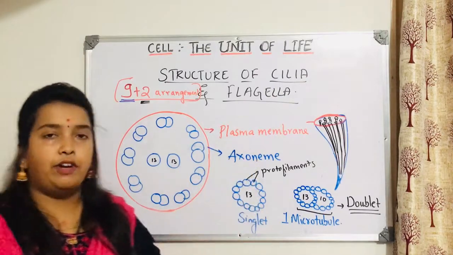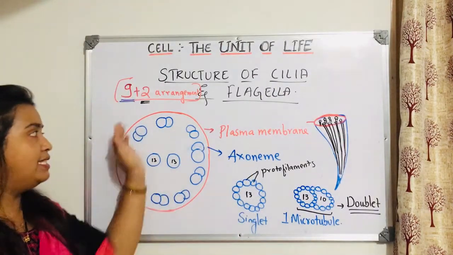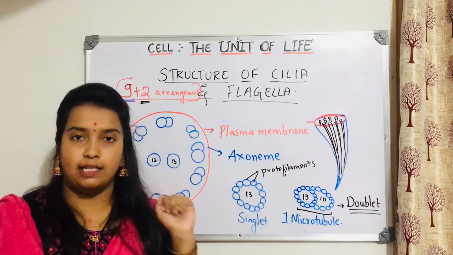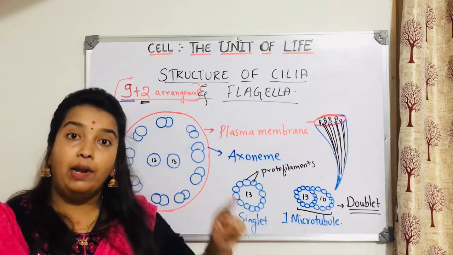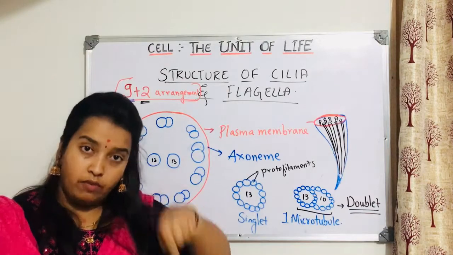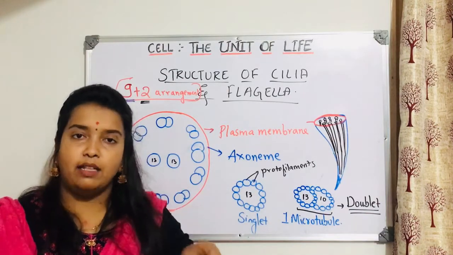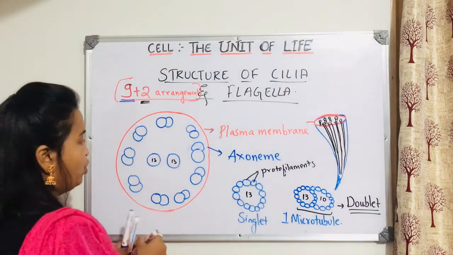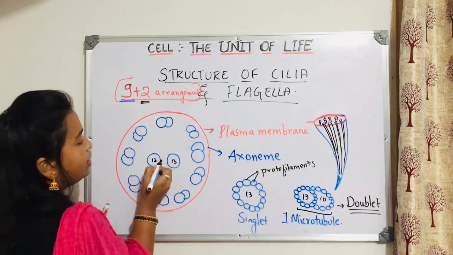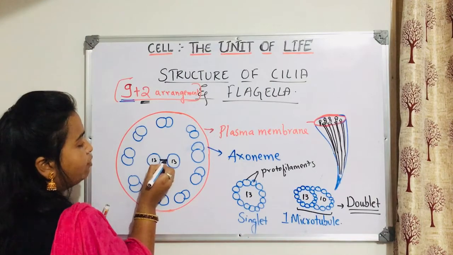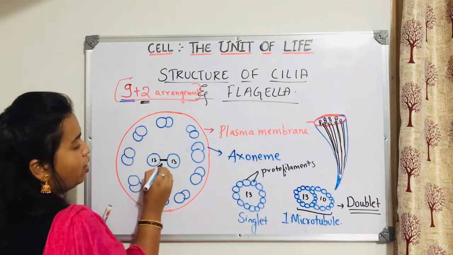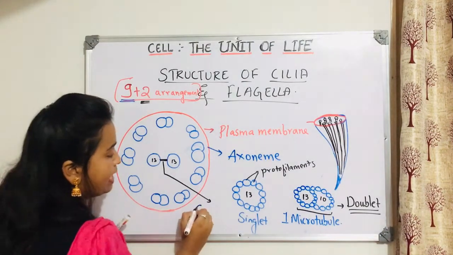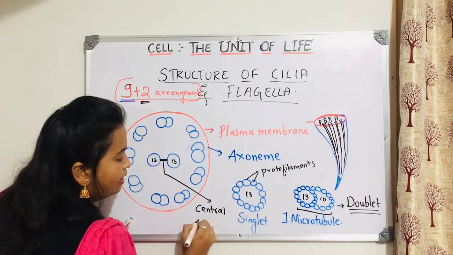So outside it is covered by the plasma membrane. Inside, the core is called the axoneme. In the core axoneme, so many things are there. 9 doublet microtubules are there. Within that, inside, in the core, exactly in the middle, there are 2 singlets. Now there is a bridge which connects these 2. They have shown it in the book. This bridge is called the central bridge.